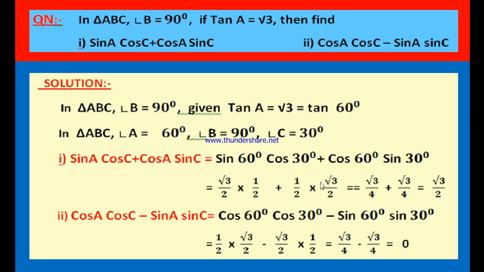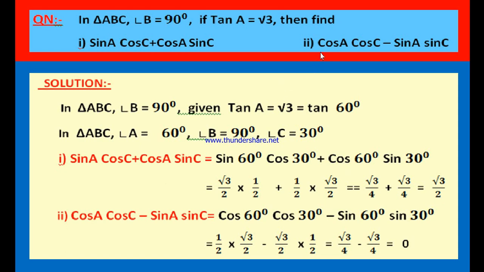Now let us simplify this. Root 3 into root 3 by 2 into 2 is 4, plus 1 into 1 by 2 into 2 is 4. Root 3 by 4 plus root 3 by 4 is 2 root 3 by 4, or root 3 by 2. It is the simplified value.